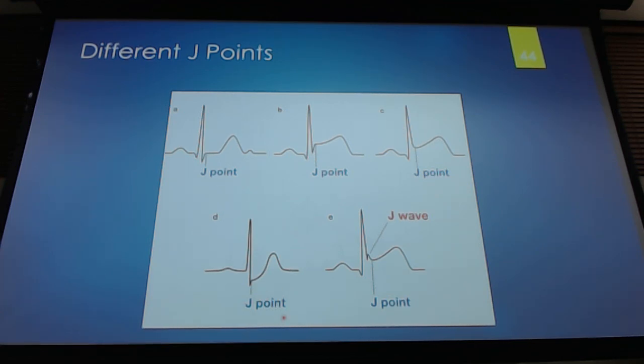This J point would be considered depressed. And then this one, we've got a J point which is elevated, but we also have something called a J wave. A J wave. Have y'all heard about the J wave?